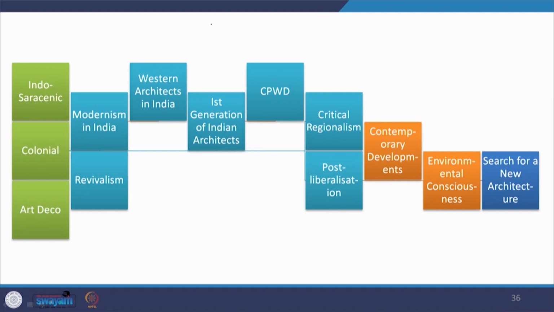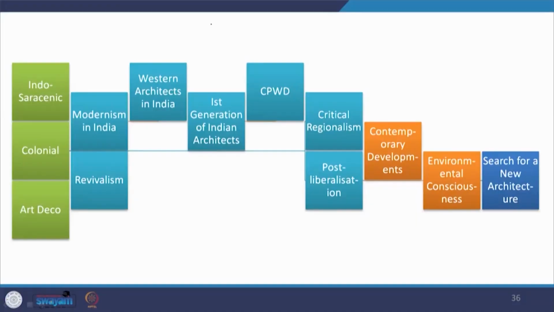We will be beginning with Indo-Saracenic, colonial and Art Deco pre-independence, moving on to just about after independence, to modernism in India and revivalism. Then we look at Western architects in India and their contribution. We look at the first generation of Indian architects. We look at the contribution and the works of CPWD. We will move on to critical regionalism or regional modernism. Then we will be parallelly studying the post-liberalization era. We will be looking at contemporary developments. We will then come down to studying environmental consciousness and other factors related to that, and finally end by the search for a new architecture in India.